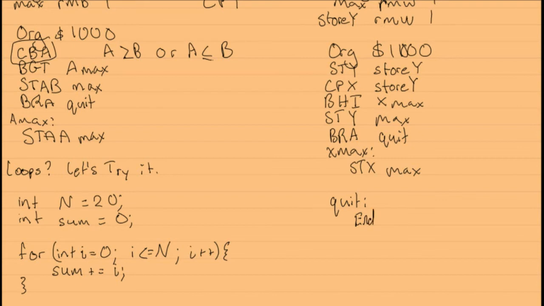So say Y was greater than X, we would move past this line and store Y into max. Then we'll branch to quit, so it's going to skip over this part and go straight to quit. But say X was higher, then we're going to move to X max, and now it's just going to follow this procedurally. It's going to store X into max, and then it's just going to go straight into quit. And that's how you write a program like that. It's very simple.